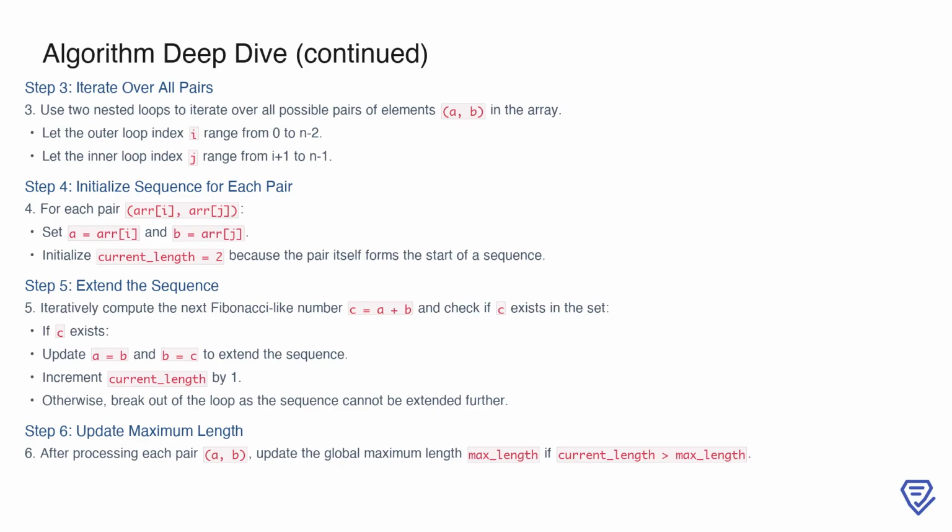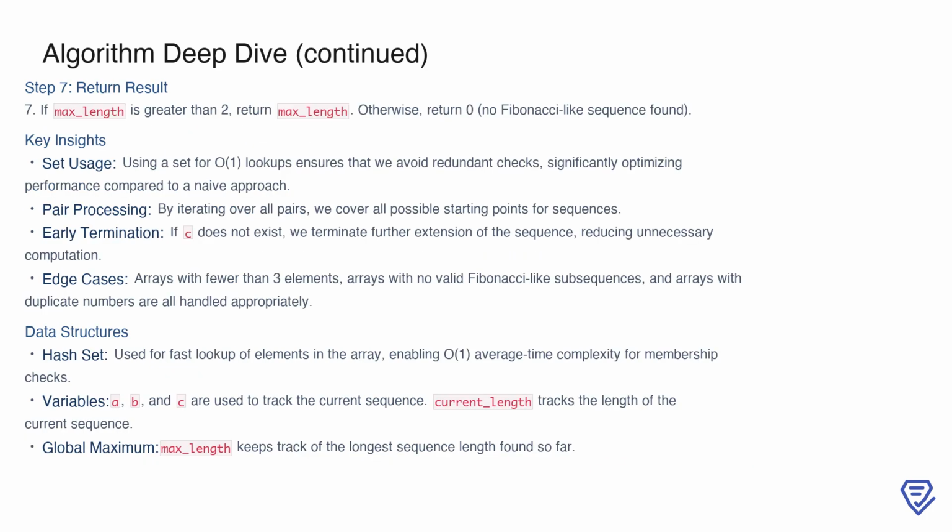If C is not in the set, we break out of the loop because the sequence can no longer be extended. Once the sequence for a given pair is fully processed, we update our global maximum length if the current sequence length is longer. Finally, after iterating through all pairs and calculating the length of the longest Fibonacci-like sequence for each, we return the result.